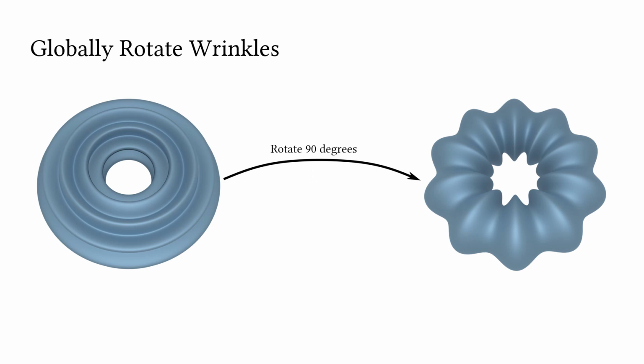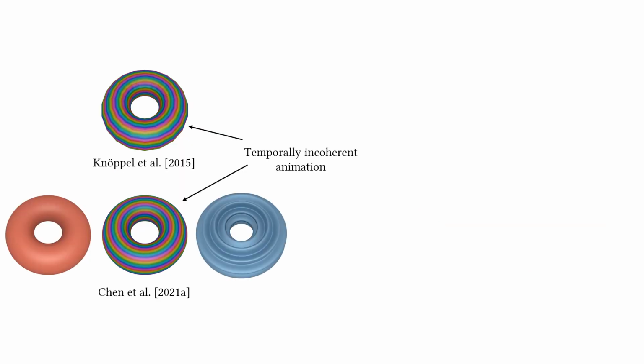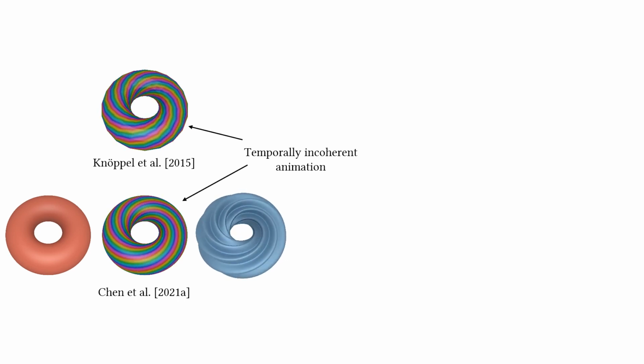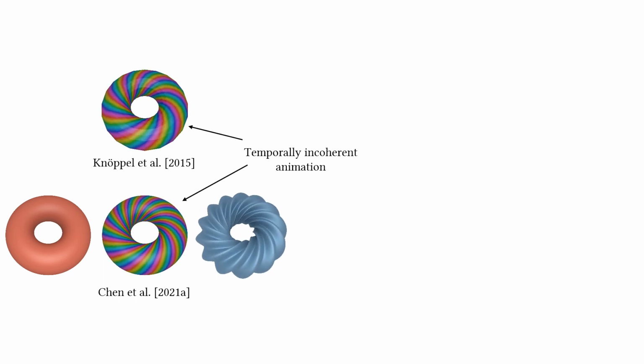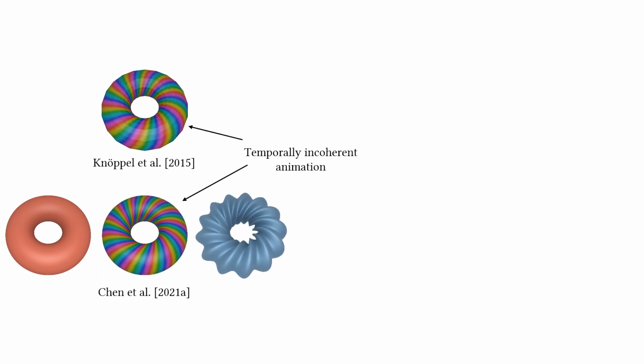Next, we compare our CWF interpolation against alternatives. We start with a simple case of interpolating between two wrinkle patterns on a torus, asking for an interpolant that rotates the wrinkles by 90 degrees. Prior works by Knoppel et al. and Chen et al. can generate static images of wrinkles, but cannot be used for temporally coherent interpolation, since, as we see here, their output is not continuous in time.